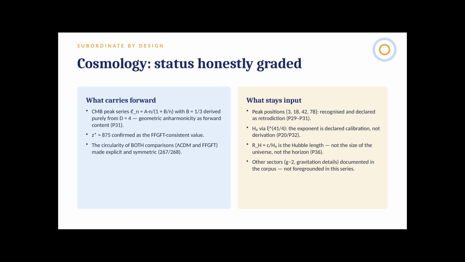The recombination redshift, z star, comes out around 875, not the 1100 of standard cosmology. And the circularity of both comparisons is made explicit and symmetric. What stays input, the specific peak positions, is recognized and declared as retrodiction. No cheating. The Hubble constant via Greek ξ to the 41/4 is declared calibration, not derivation. And honestly, the standard measurements can't yet distinguish metric expansion from fractal time unfolding.